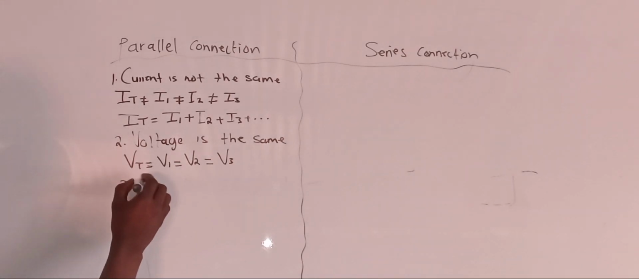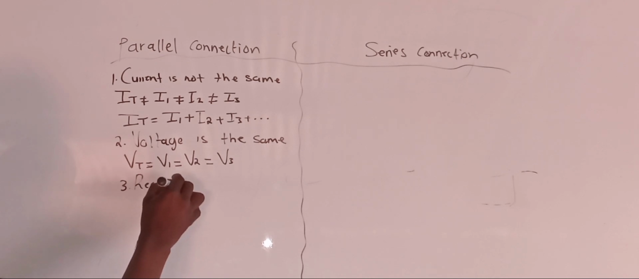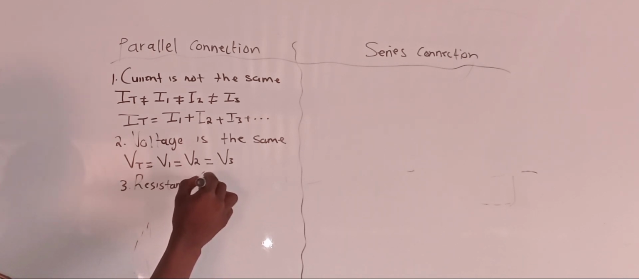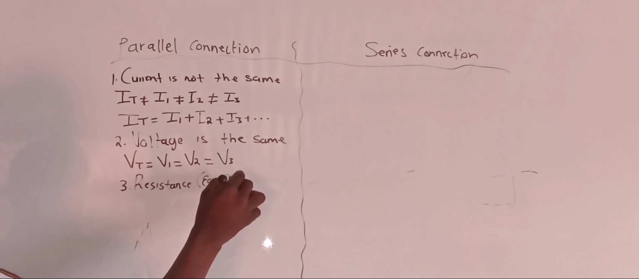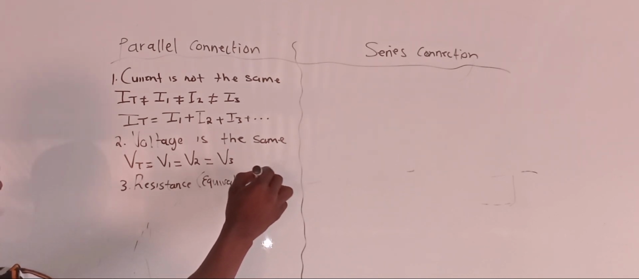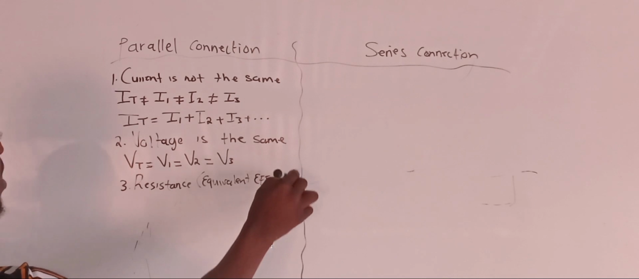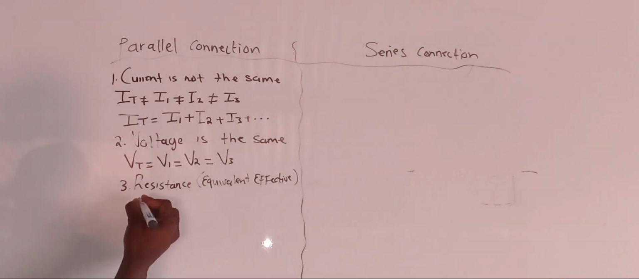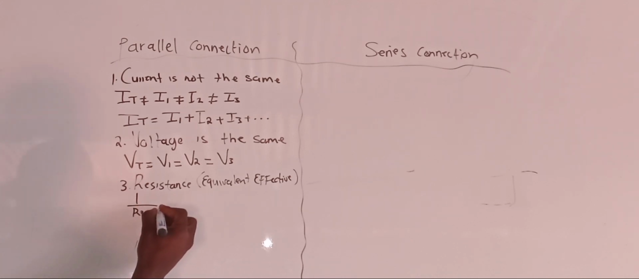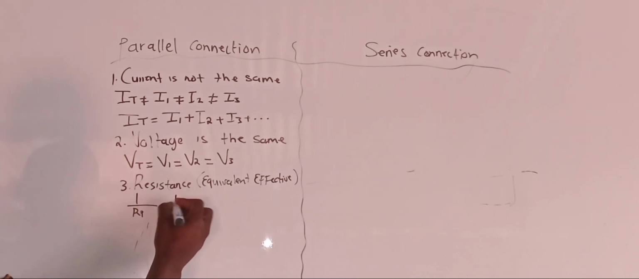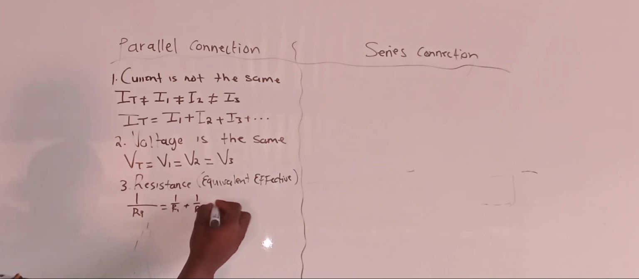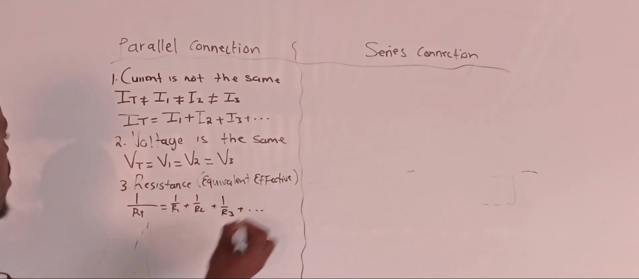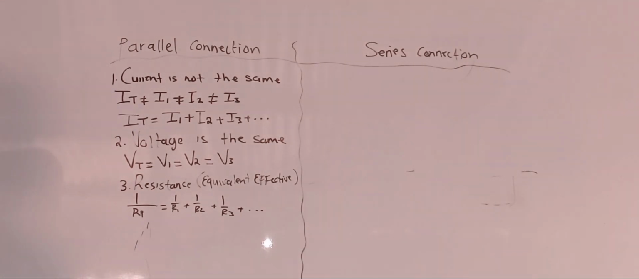Number 3, when it comes to resistance, they can say equivalent resistance, or effective resistance, as well as the total resistance. So this is very, very important. The formula for calculating the resistance in a parallel connection is 1 over Rp, or 1 over R parallel, equals 1 over R1 plus 1 over R2 plus 1 over R3, depending on the number of resistors you are given. I don't know if you understand this.